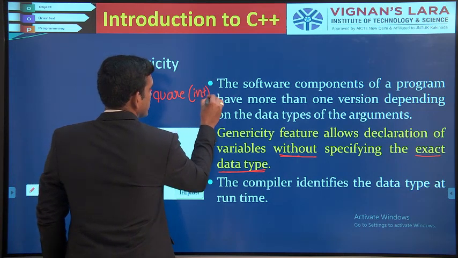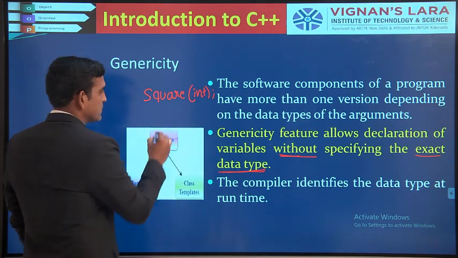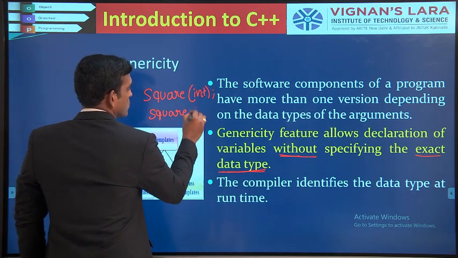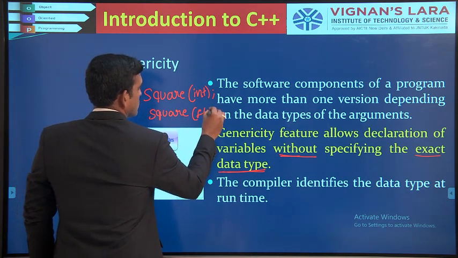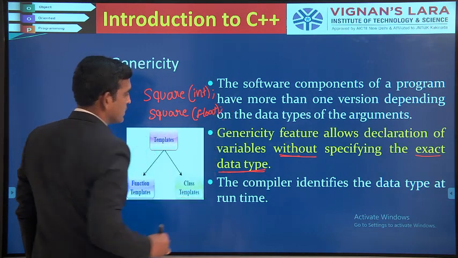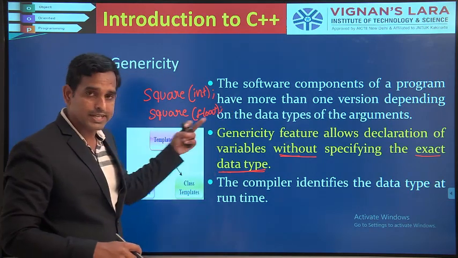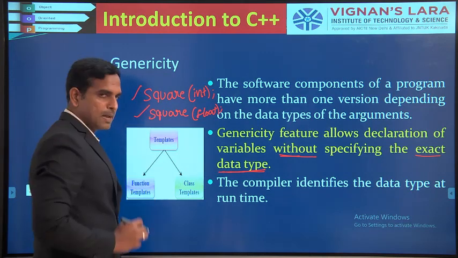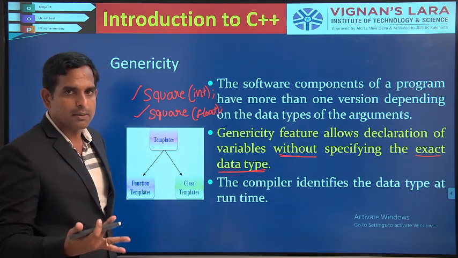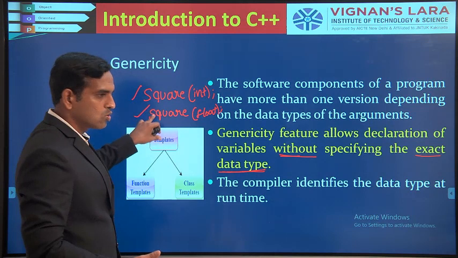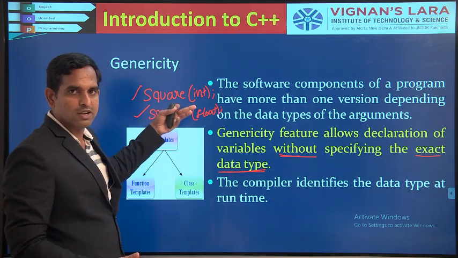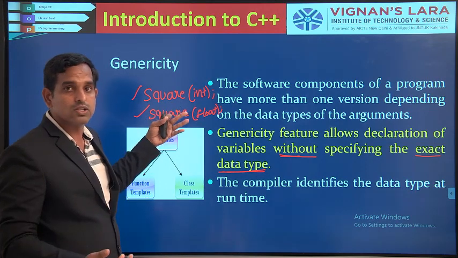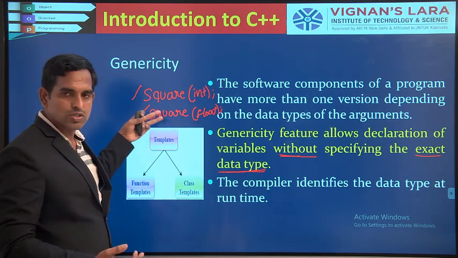If you want to find the square of an integer, we have to write one code. And if you want to find the square of a floating point number, you have to write another code. Okay, you have to write two functions for the same purpose, that is to square a number. So you are writing two functions. This is also what we will be calling function overloading. So function overloading also involves a large amount of programming.